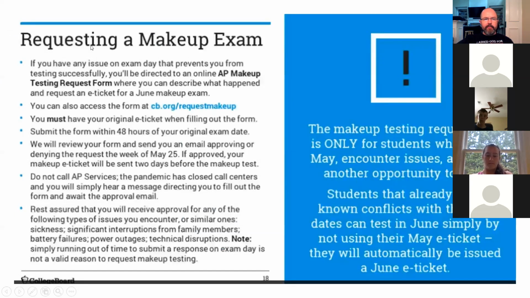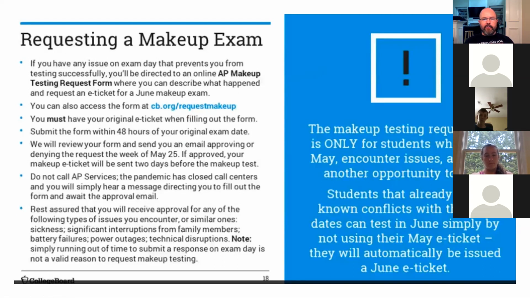Requesting a makeup exam. If you have any issue on exam day that prevents you from testing, you're directed to the online AP makeup testing request form where you can describe what happened and request an e-ticket for a June makeup exam. You can also access the form at cb.org/requestmakeup. This is if you try to get into the exam and then have a problem. You must have your original e-ticket when filling out the form. Submit the form within 48 hours of the original exam date.